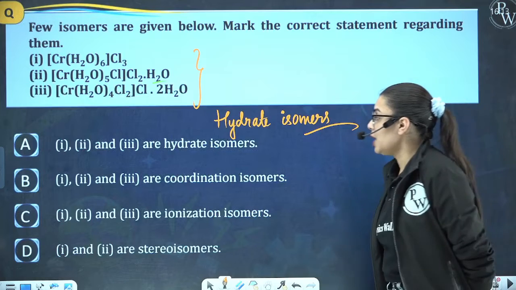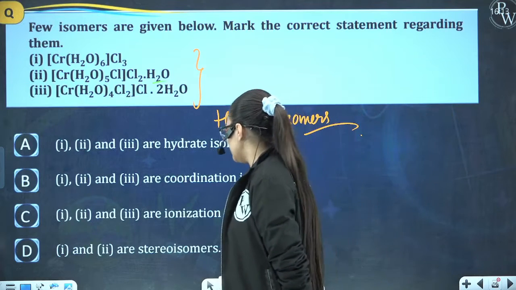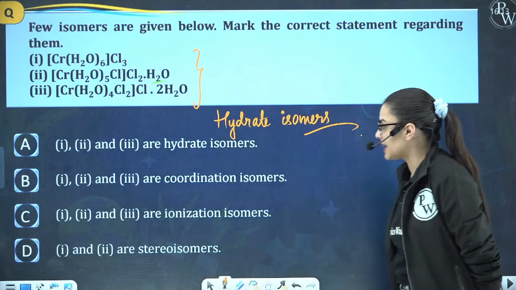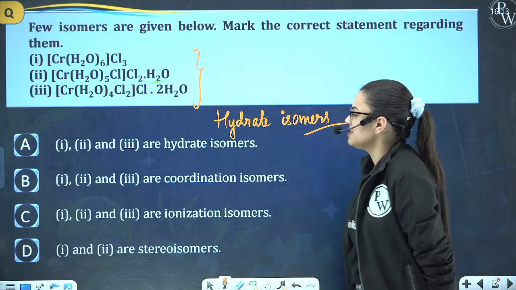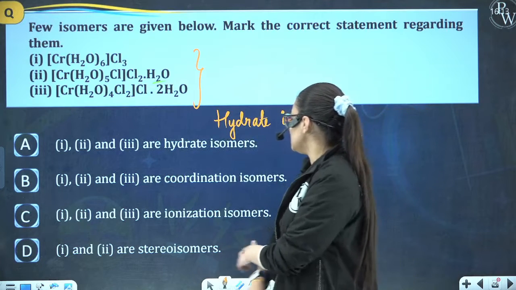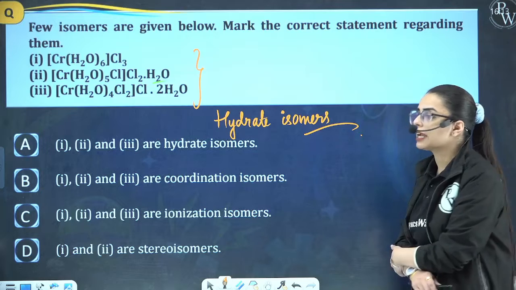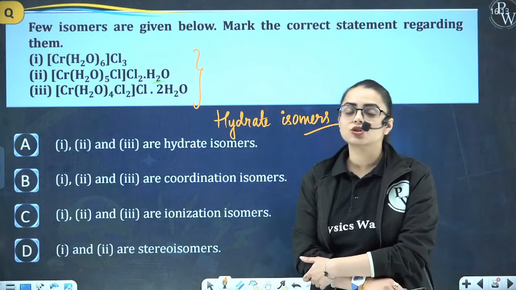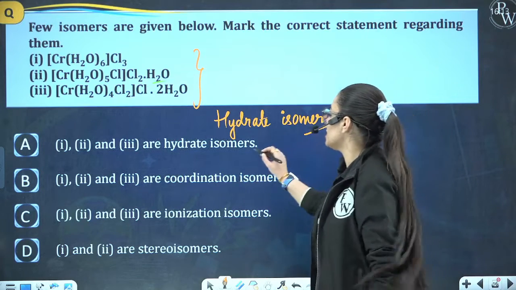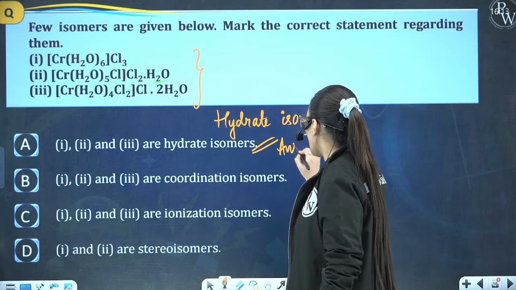So which of the following options is going to be the correct answer? Let us see. Option A is saying first, second and third are hydrate isomers. B is saying first, second and third are coordination isomers. C is saying first, second and third are ionization isomers. And D is saying first and second are stereoisomers of each other. So which of the following will be correct? Option number A will be our correct answer.